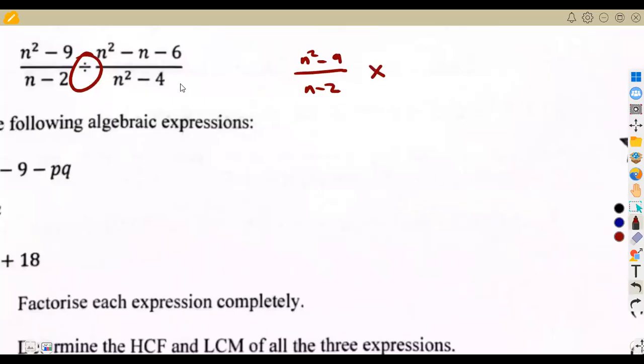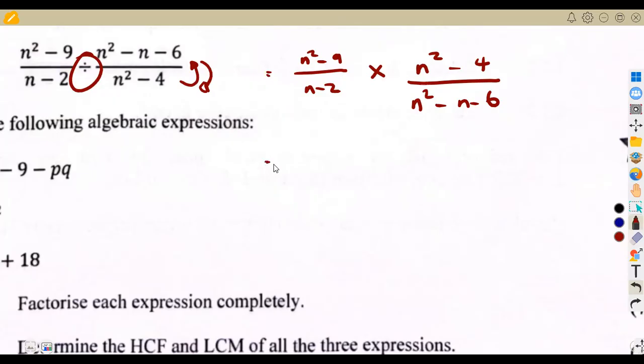Then if you remove the division, introduce multiplication. You interchange, you tip the second fraction. So it means n squared minus 4 is going to be on the numerator, and the denominator is going to have n squared minus n minus 6.